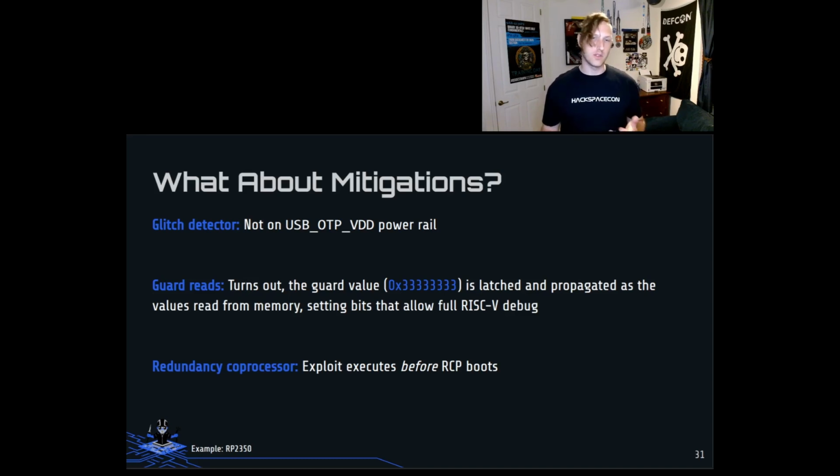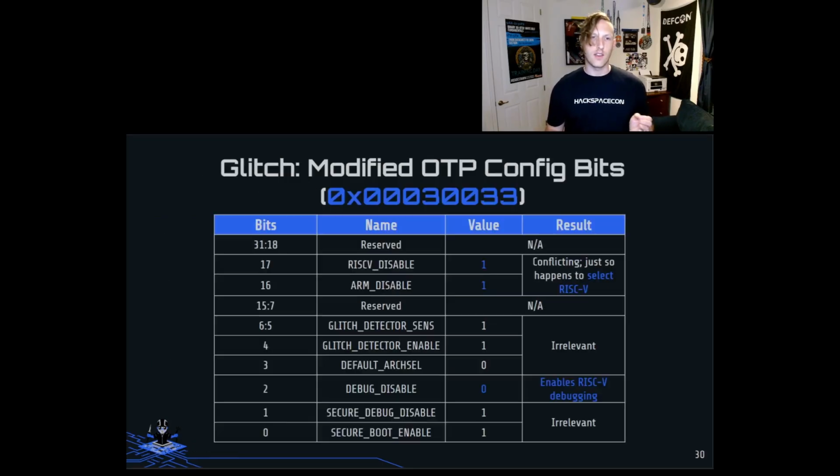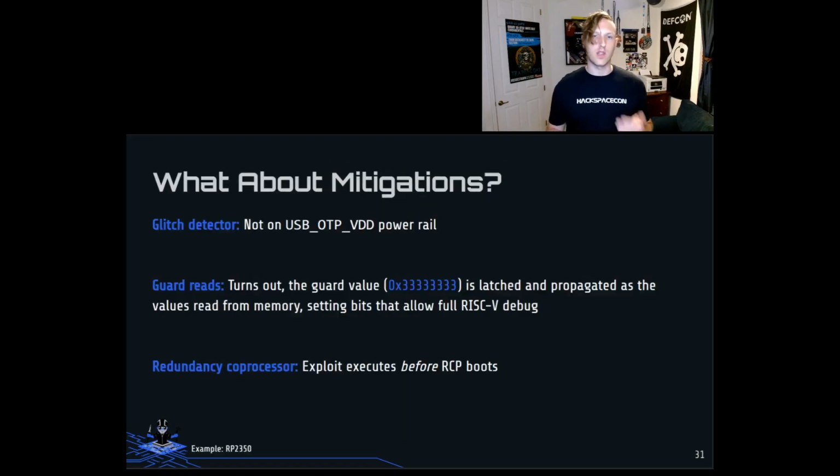The guard reads that were supposed to protect and prevent against this had a value of all threes. And it turns out that's where we see some of these threes come from, because the guard read was supposed to be all threes, and some of those got latched and propagated as the values read from memory because of the timing of this glitch. And that's what allows us to set all those different bits that allow full RISC-V debugging.